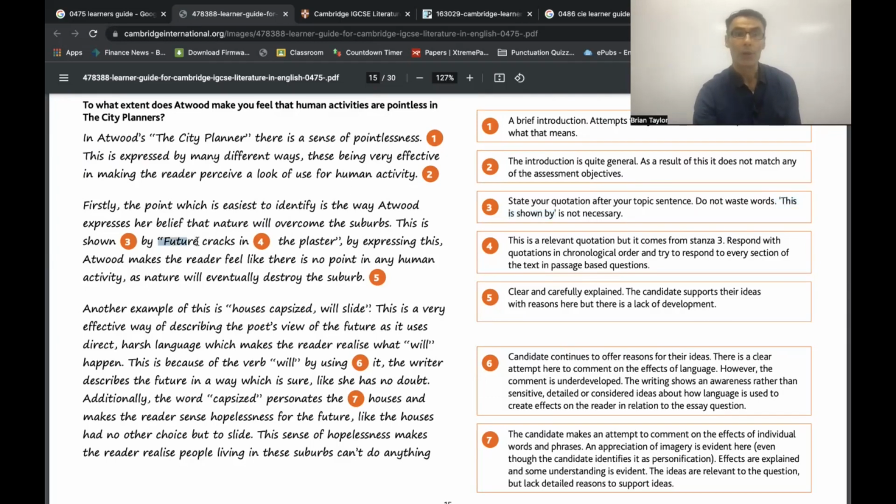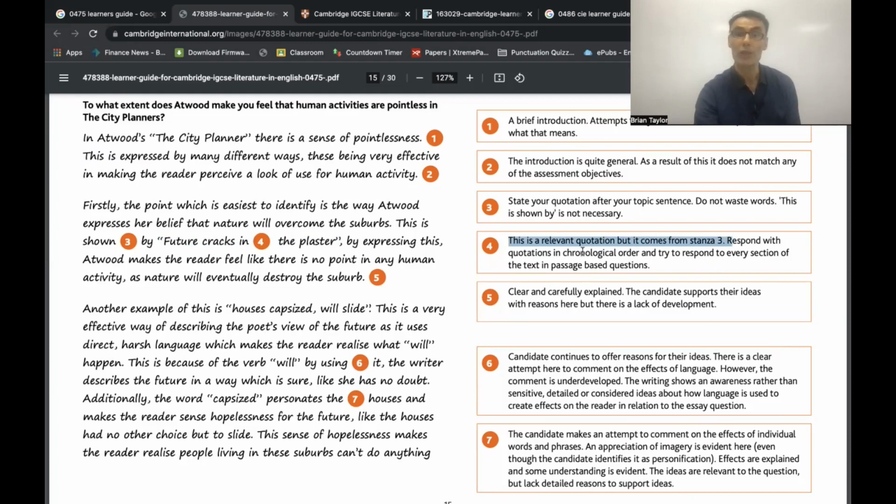Here is the quote: "Future cracks in the plaster." By expressing this, Atwood makes the reader feel like there is no point in any human activity, as nature will eventually destroy the suburb. And then we get some examiner's comments. This is a relevant quotation, but it comes from stanza 3.